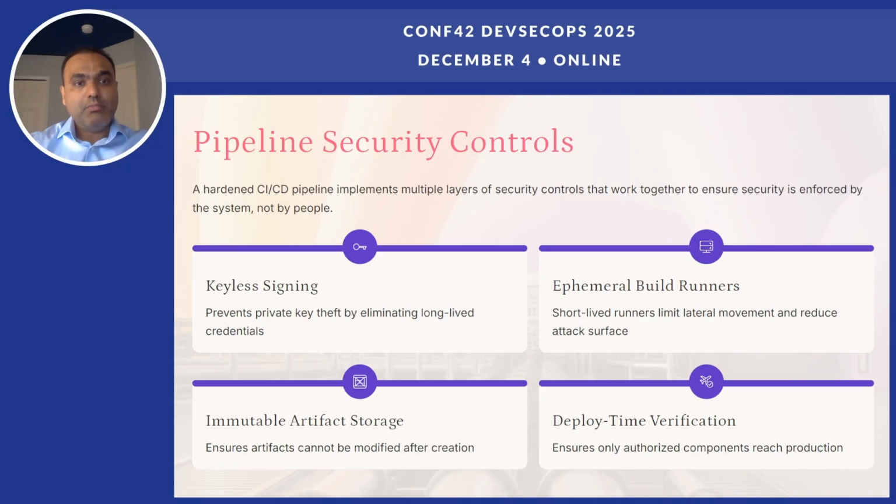Ephemeral runners: build environments are destroyed after each run to reduce long-term compromise. Immutable artifacts: once published, artifacts cannot be silently swapped or replaced. Deployment and verification: the platform checks signatures and provenance before allowing the deployment. This means the system, not the humans, validates trust. And that's the only scalable way to secure the modern delivery pipeline.